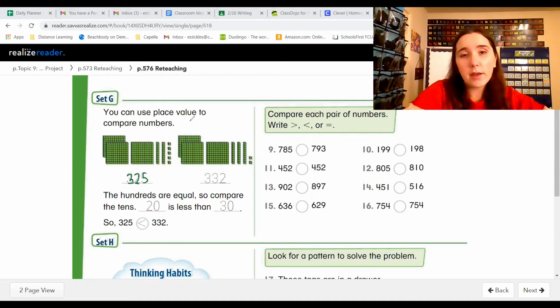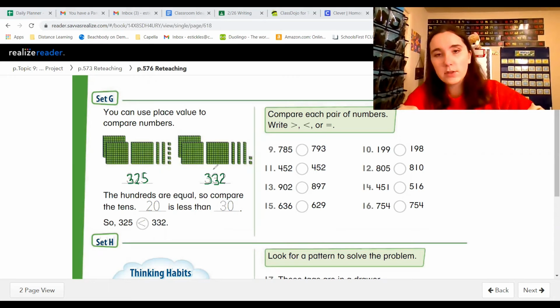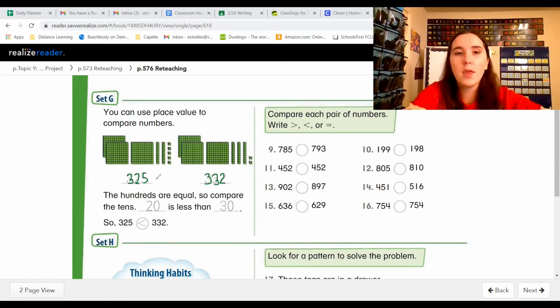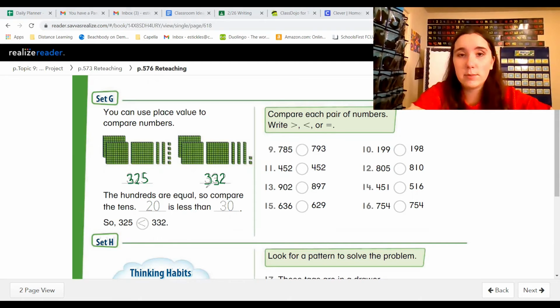Now my number on the right is 1, 2, 3 hundreds, 1, 2, 3 tens, and just 2 ones. So I have 325 and 332. Those are my numbers I'm comparing. So the hundreds are equal, which means they're the same. There's a 3 in both hundreds places.